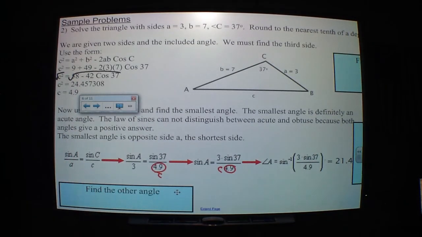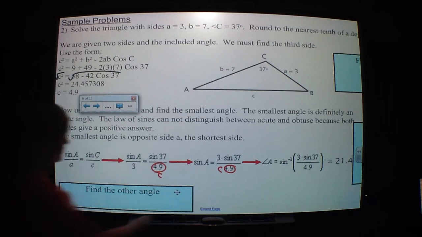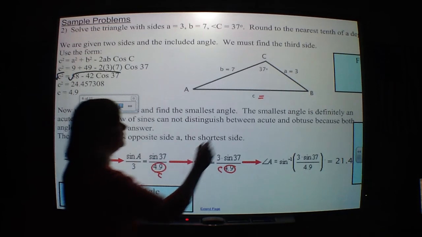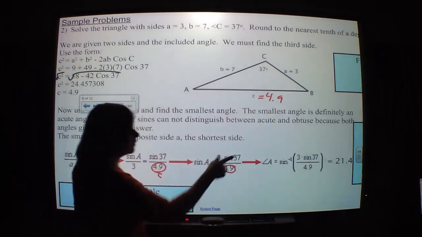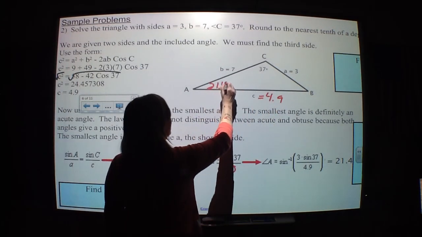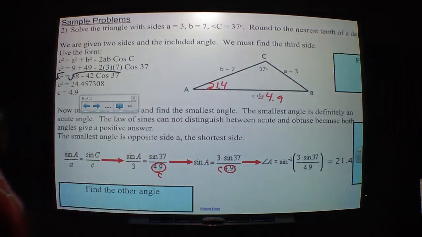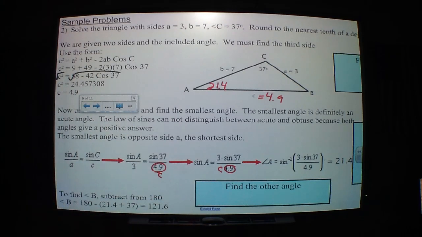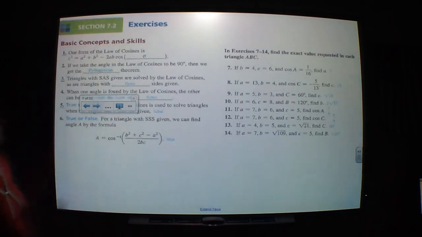So now I have that side was 4.9, angle A is 21.4, and then you could just do 180 minus 21.4 minus 37, and you get 121.6. And you're done. That's it for the notes.